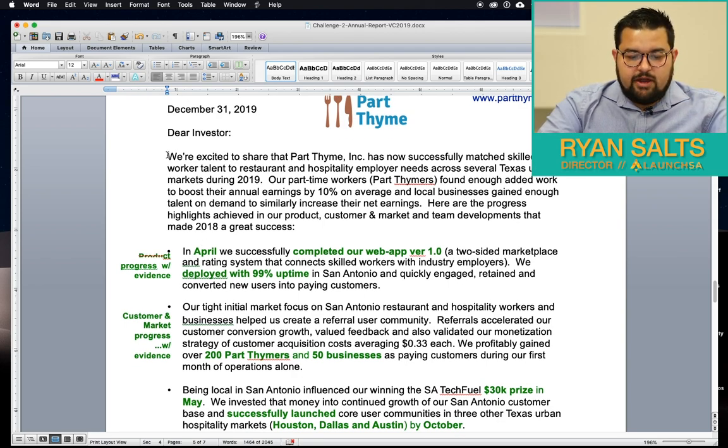So this first paragraph here represents an introduction to your company. It also represents some nice to knows, and it introduces the discussion of the progress that you've had during the year as it relates to your product or service, customer and market, and your team developments. And again, it's for the current year.